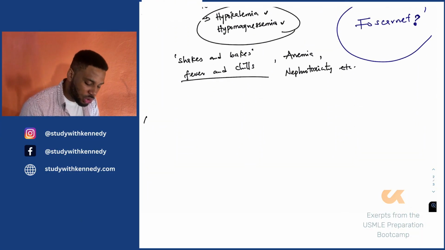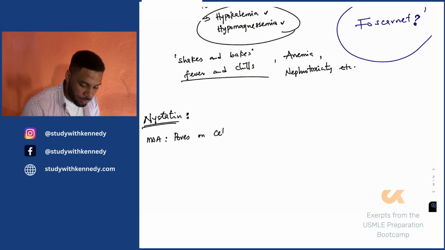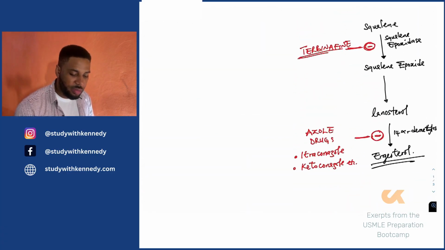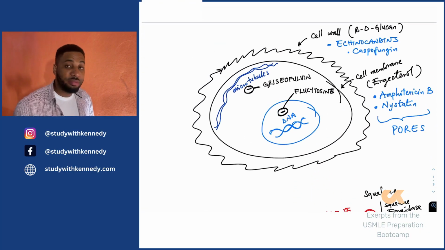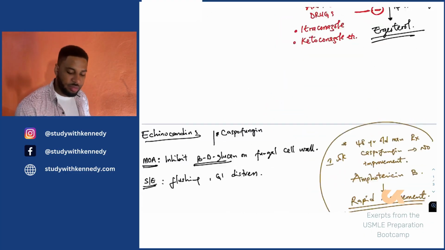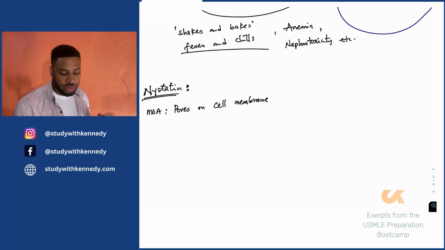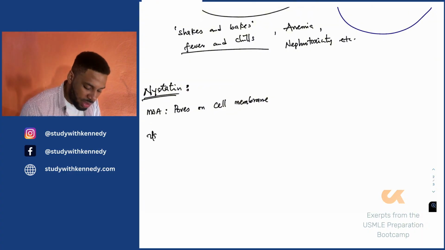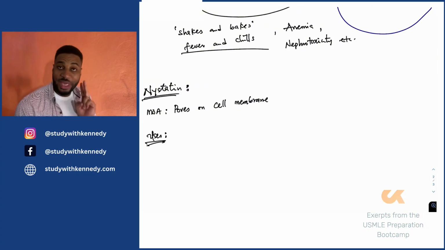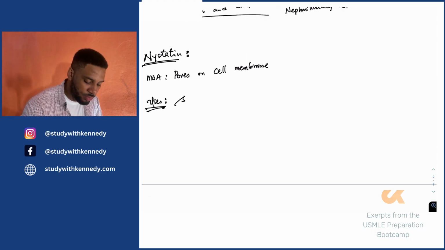The other medication that works just like amphotericin B is nystatin. Nystatin also makes pores on the cell membrane of fungal cells. If you remember, we saw nystatin all the way here. What do we use nystatin for? Here you actually need to know the uses, the two big uses on your exam. Swish and swallow for oral and esophageal candidiasis.